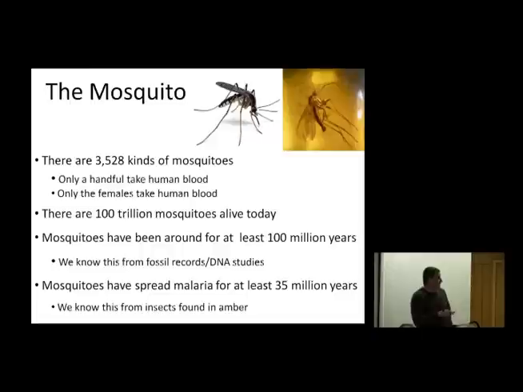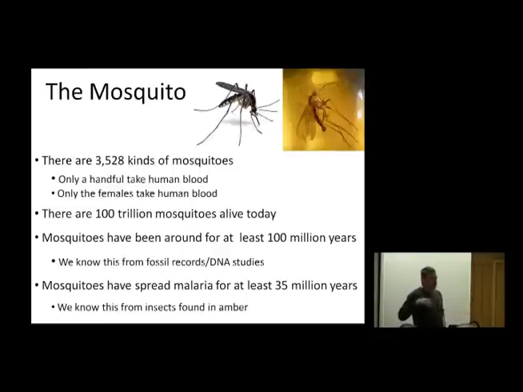And mosquitoes have been, again, stuck in blood for at least 100 million years. They've also had malaria, or spread it, for at least 35 million years. I mean, that's because mosquitoes have been found in amber. We can date amber very well. And if you look inside the amber carefully, you can see the malaria parasites.